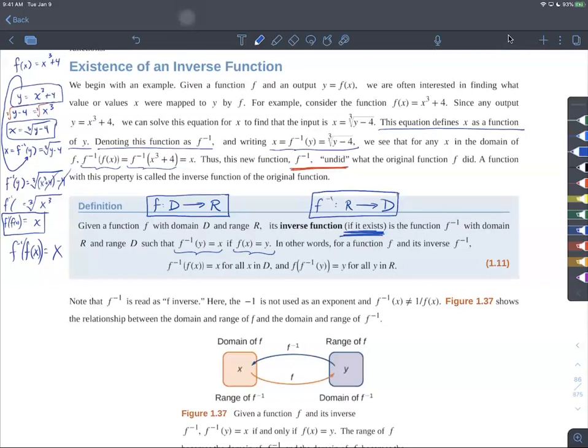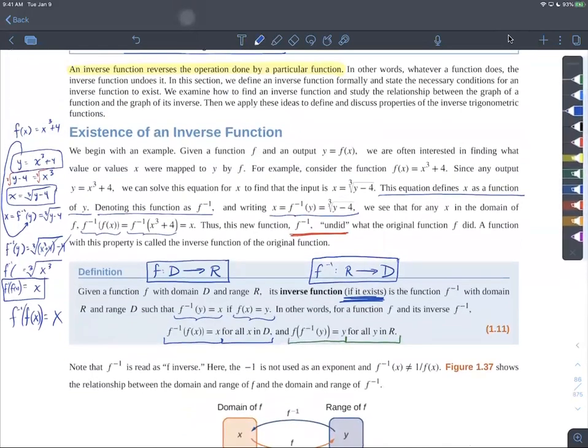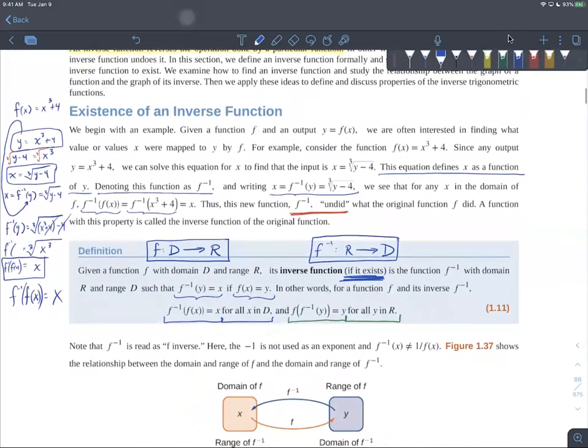In other words, for a function f and its inverse f inverse, f inverse of f of x is equal to x for all x in the domain D, and f of f inverse of y equals y for all y in the range R. Okay, so let's break this down a little bit, and then we'll get to the examples, where we'll get a lot from those examples.